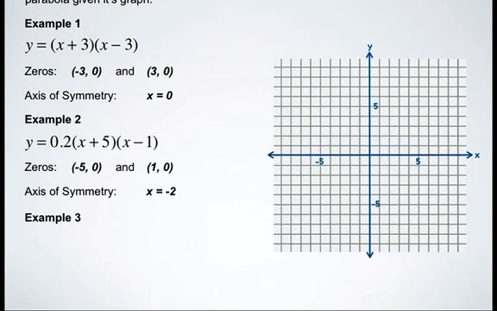Let's look at example 3. y equals 2 times x plus 1 times x minus 3. Here's what the parabola looks like for this quadratic expression. Identify now the zeros and the axis of symmetry.